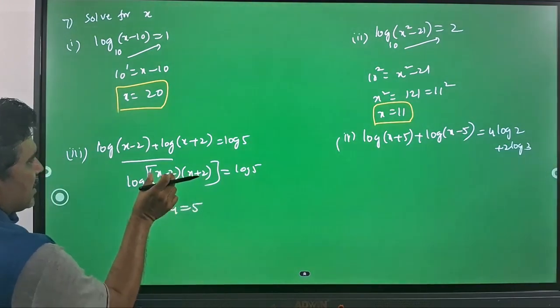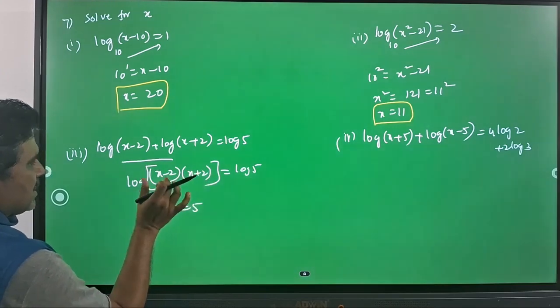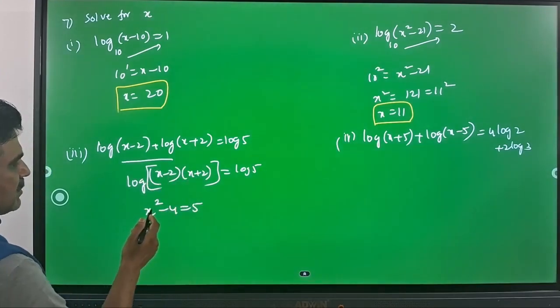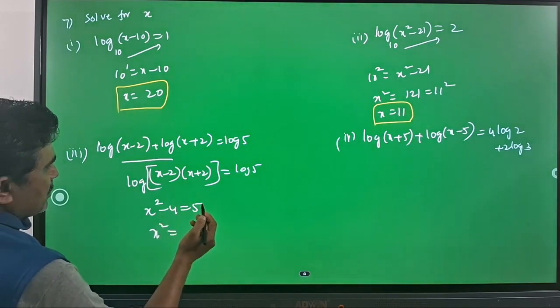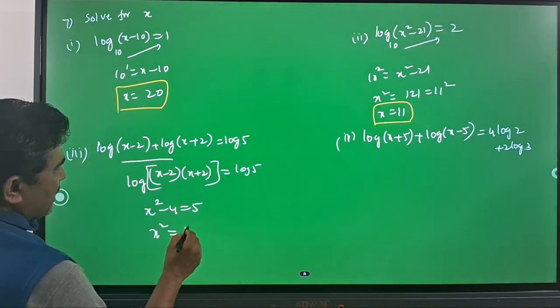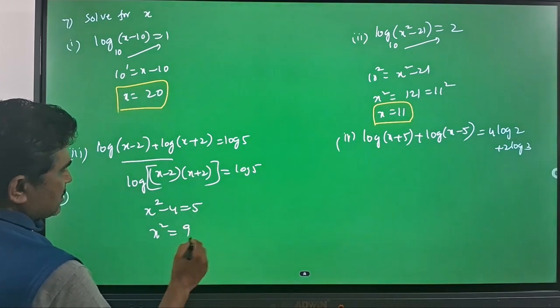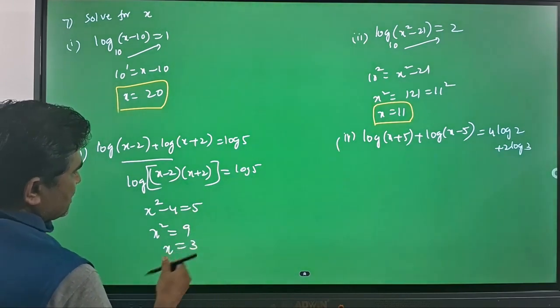This is (a minus b) into (a plus b) form, so you will take a square minus b square, so you have x square minus 4 is equal to 5. So x square is equal to, this 4 goes to that side, so you will have 9 there, which is 3 square, so you have x is equal to 3 is the solution.